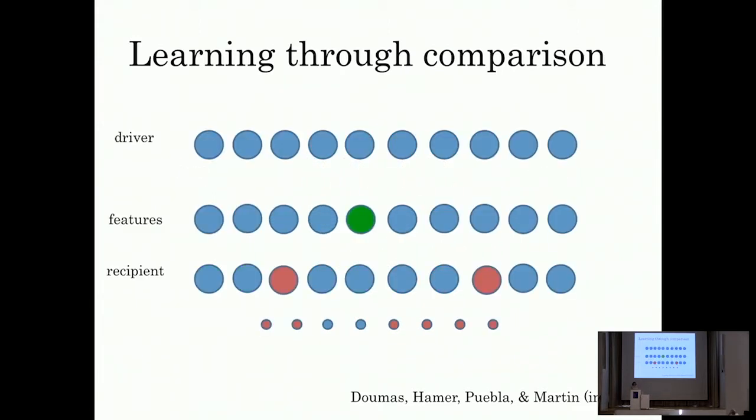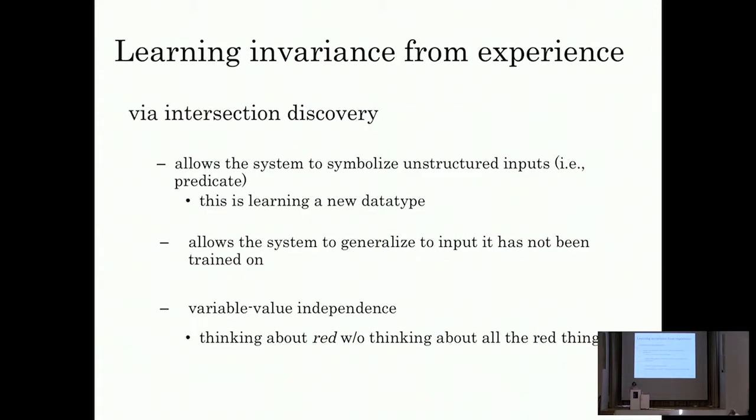How we actually go from something like this to something as abstract as linguistic categories is very much an open question, but it's the first time I've seen a way forward to learn that kind of information. So just to summarize again, it's learning invariance from experience, and it's learning it through what we call intersection discovery: discovering the intersections of objects and then symbolizing them. That is essentially learning a new data type, and that's what allows the system to become generative. It allows the system to apply those data types, those symbols, to things it's never been trained on before. This also gives it the important feature of value-variable independence, which means thinking about red without activating all the red things.